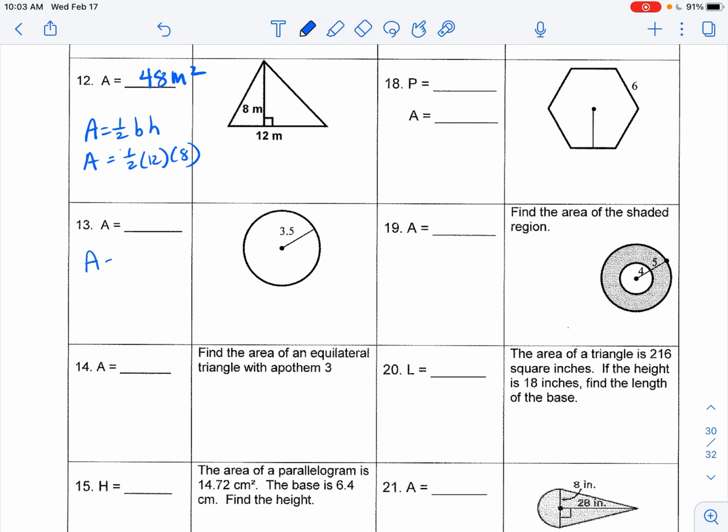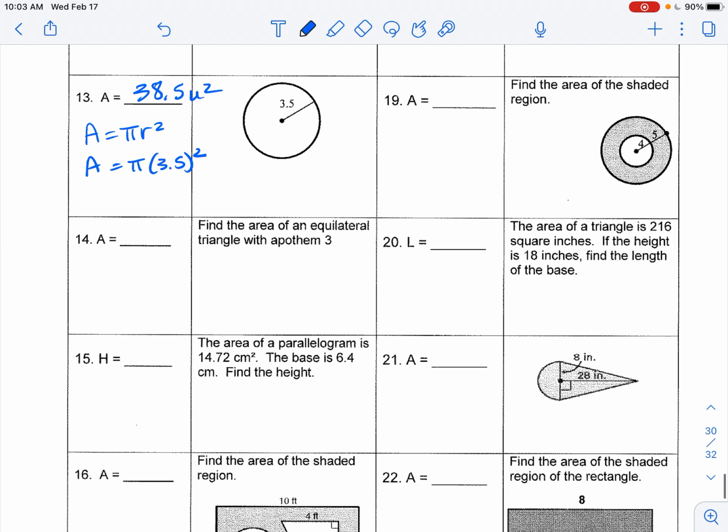In 13, we have a circle. Area is pi r squared. My radius is 3.5, so area is pi times 3.5 squared. And take that to a calculator to get an approximation. And that's about 38.5. And no units, so I'm just going to put units squared.